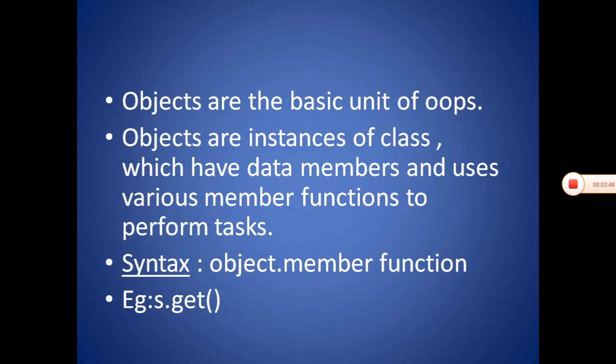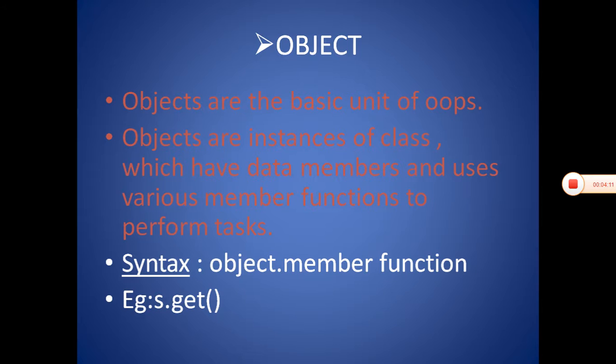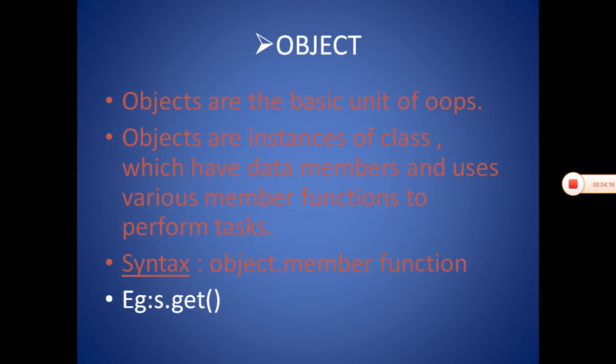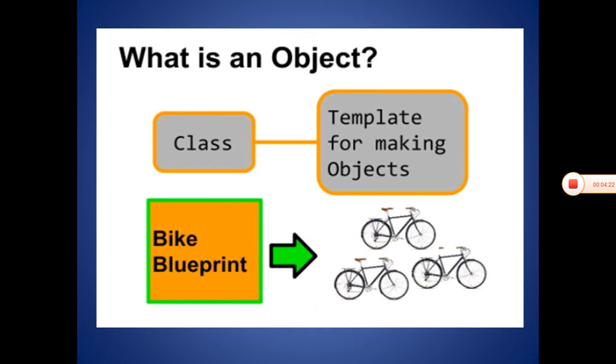The object is a physical representation of the class. When the object is created, only then is the memory allocated. We can also say that the object is a physical representation and the class is a logical representation. Objects are the basic unit of OOPS. Objects are the instances of the class which have the data members and use various member functions to perform the task. I already explained the syntax and example. So this is about the object. The figure will explain what an object is. Here the blueprint is a particular class for the particular object.